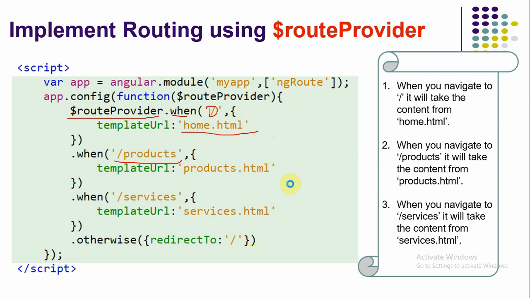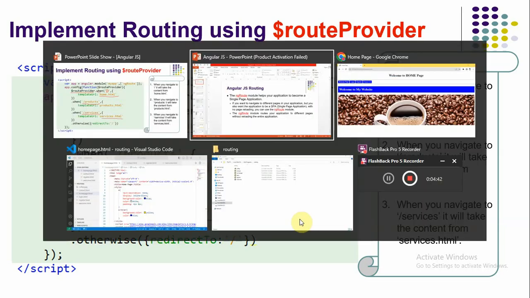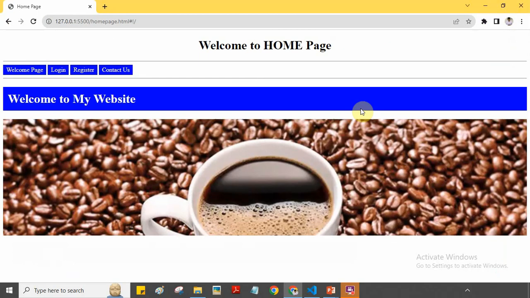When we navigate to slash, the root page, it will take the content from home.html. When we navigate to products, it will take the content from products.html. When we navigate to services, it will take the content from services.html. Like this, it will take the content and update the home page without reloading it. Let's see one example program. Before that, I will show you the actual output of this routing.